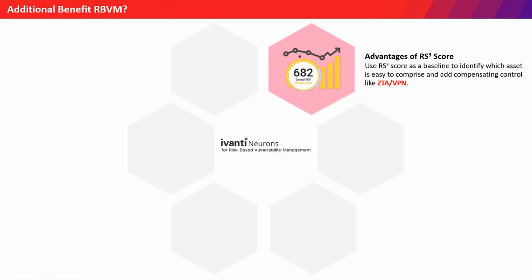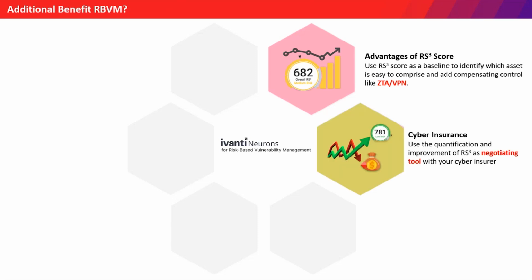Okay. So just a few of the benefits we've got. I'll show you what the RS3 score is and how that's made up, but it's just a better way to quantify the overall risk to the environment. We have some customers that use this tool to negotiate their cyber insurance. So they can get a lower rate because they can prove, they can actually quantify, hey, our risk is low, give us a better rate type of thing, okay?